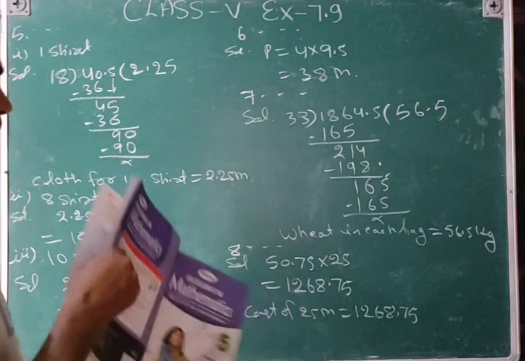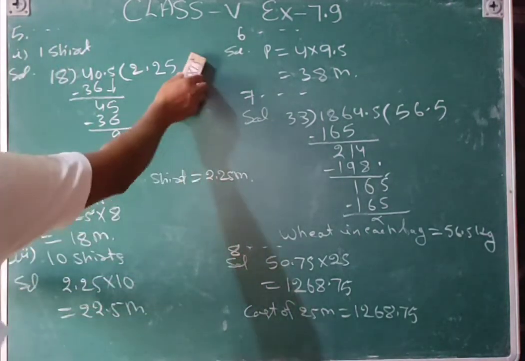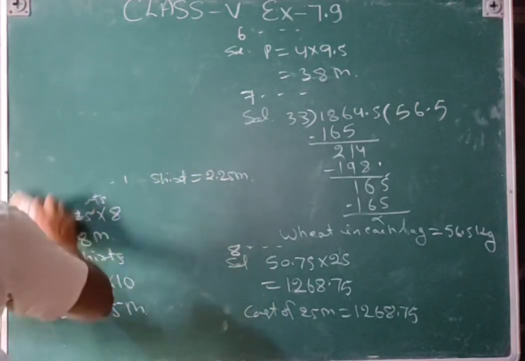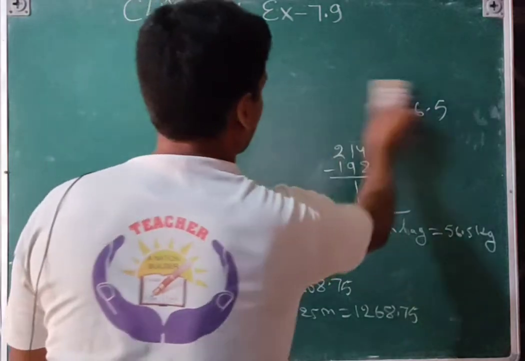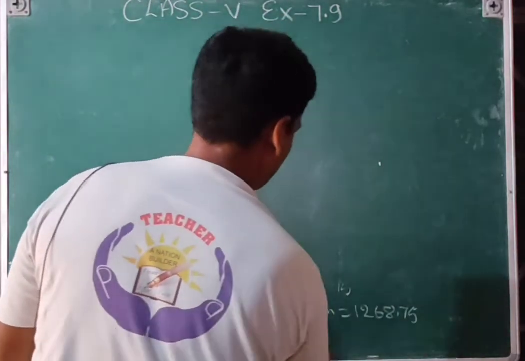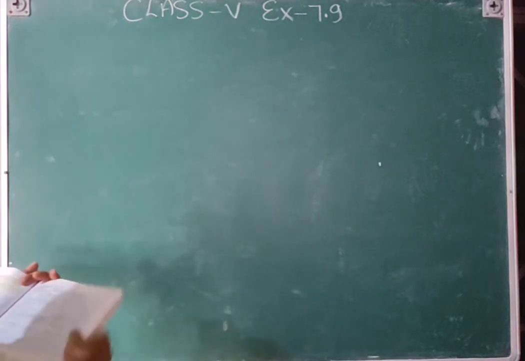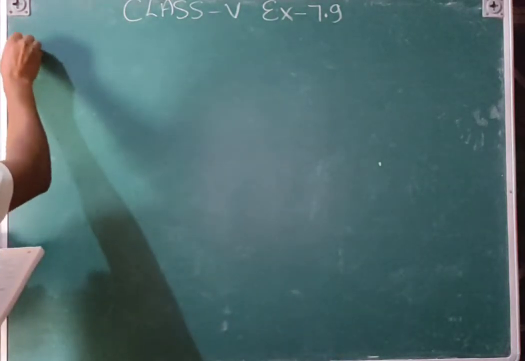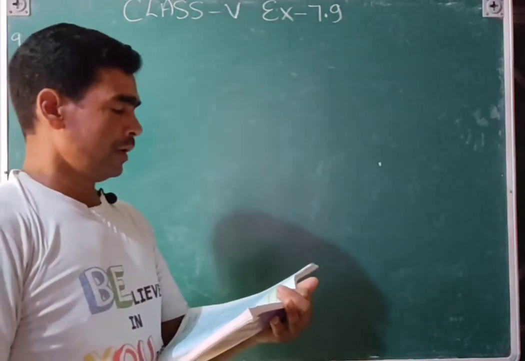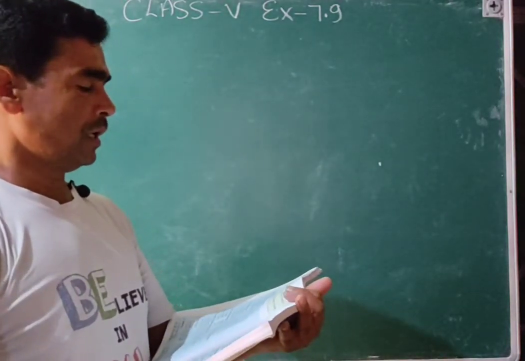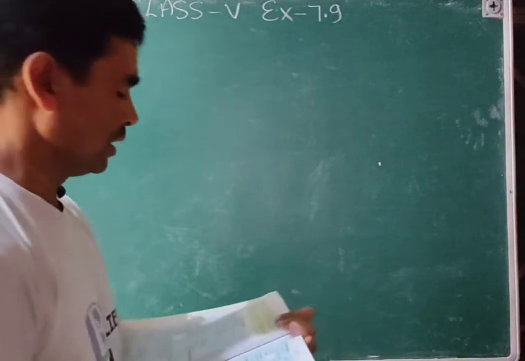Now 3 questions are left here on the next page. Ninth question: I bought 18 kg of desi ghee for rupees 1989. Find the price of 1 kg ghee.